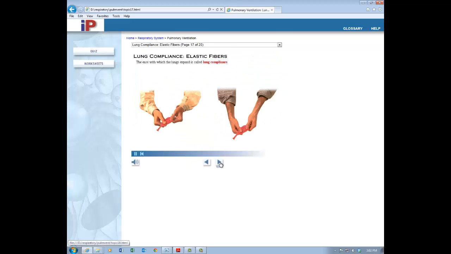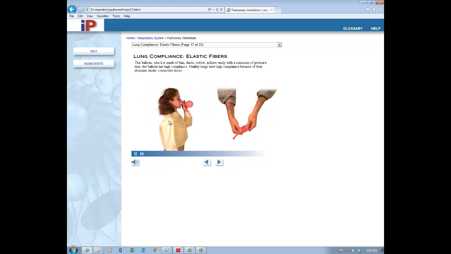Another important factor affecting ventilation is the ease with which the lungs expand, also known as lung compliance. It is primarily determined by two factors: the stretchability of the elastic fibers within the lungs and the surface tension within the alveoli. Click the first balloon to see a demonstration of the importance of elastic fibers. This balloon, which is made of thin elastic rubber, inflates easily with a minimum of pressure. Thus, the balloon has high compliance. Healthy lungs have high compliance because of their abundant elastic connective tissue.